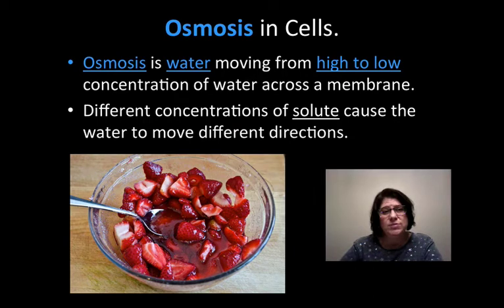Let's recap what osmosis is. It is the movement of water across a cell membrane from where there's a lot of water to where there's less water. So from high concentration to low concentration of water. Different kinds of solute have an impact on osmosis. In this picture, that's some strawberries with some sugar put on top. And the sugar is going to draw the water out of the cells by osmosis because the sugar is a solute. And the solute has an effect on whether water is going to move into cells or out by osmosis.